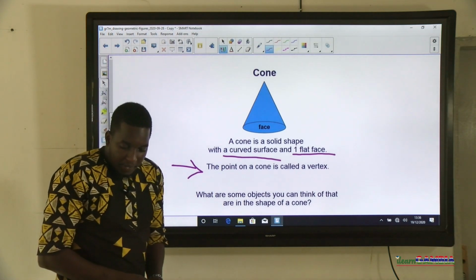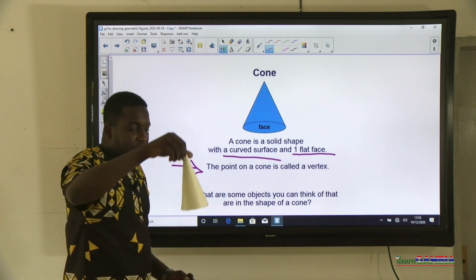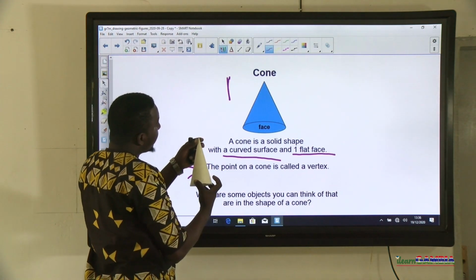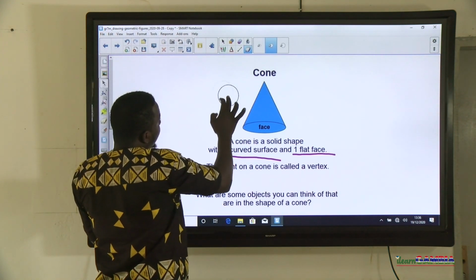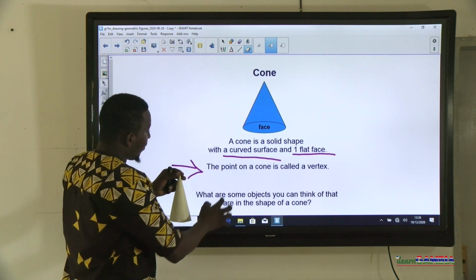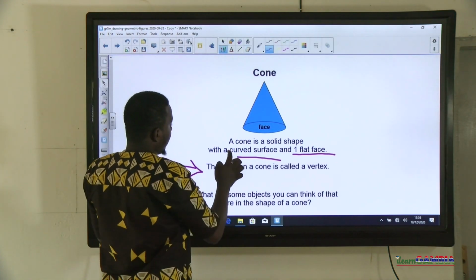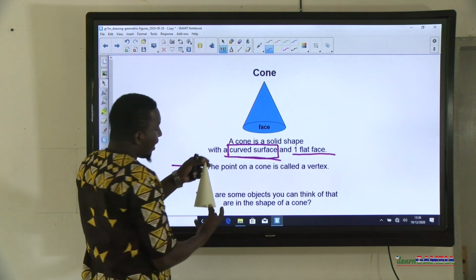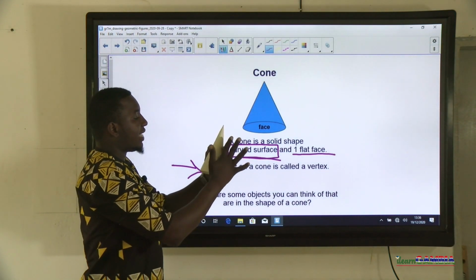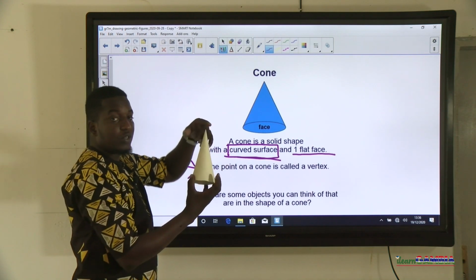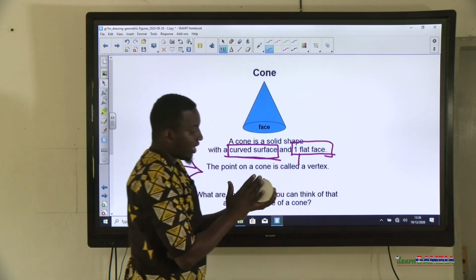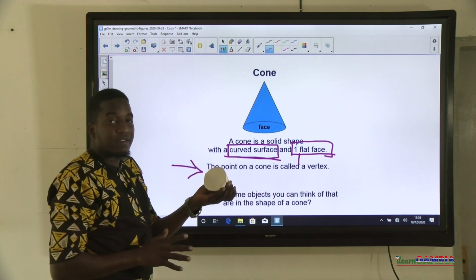And a classical example of a cone is what we have here as shown in the diagram. This will be a cone. As you can see, this side will be what we call the curved surface. This side will be what we call the curved surface. This side will be what we call the curved surface. And the one flat face that we are talking about here is this other side. It is the one flat face.